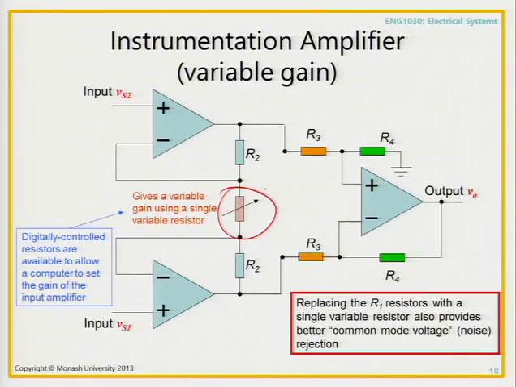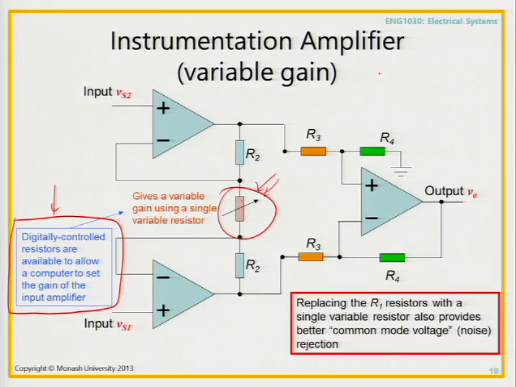So this variable gain resistor could be digitally controlled. A variable gain resistor is a resistor where I can change its value. And you can even get these resistors so that they're controlled by computers. So I could change the value of the resistor by a computer. And what this allows us to do is change the overall gain or tune it depending on the value of the resistor I set in this variable gain setting. Okay?